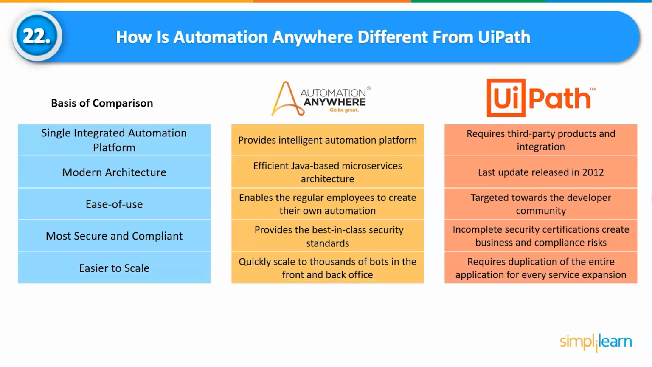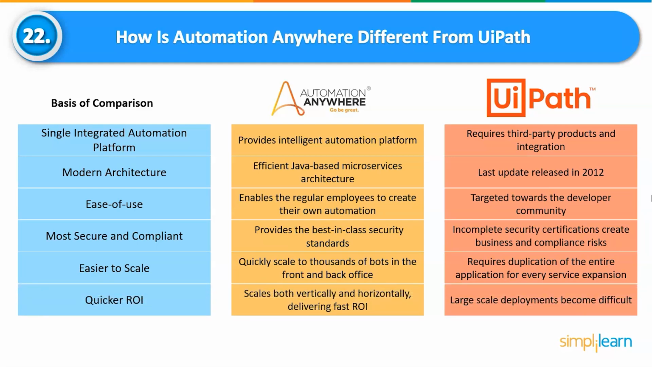Easier to scale. Automation Anywhere quickly scales to thousands of bots in the front and back office, no matter the type: attended, unattended, or document processing. UiPath's architecture is unable to scale horizontally and requires duplication of the entire application for every service expansion.